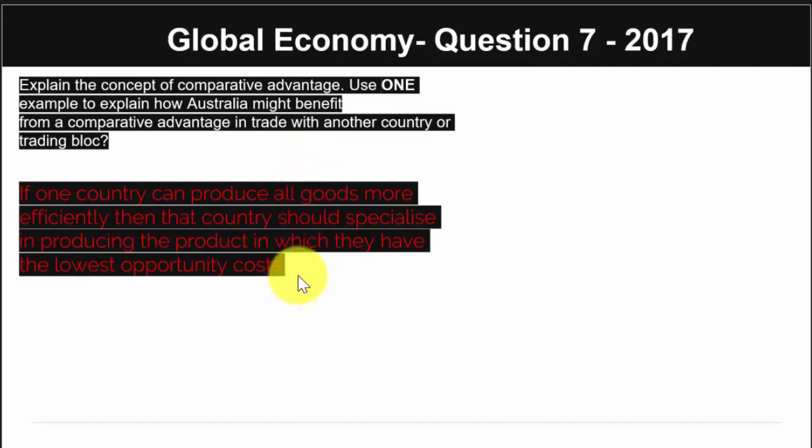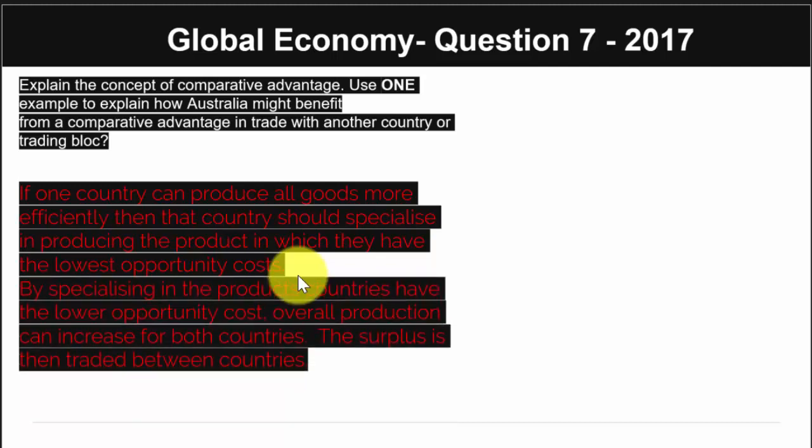And this can also be the case if one country has absolute advantage in both products, but if they have a low opportunity cost, then that particular country should produce that. And then what happens is that by specialising in producing that particular product, overall production can then increase for both countries, and then the surplus is traded, and that's the advantage of doing this.